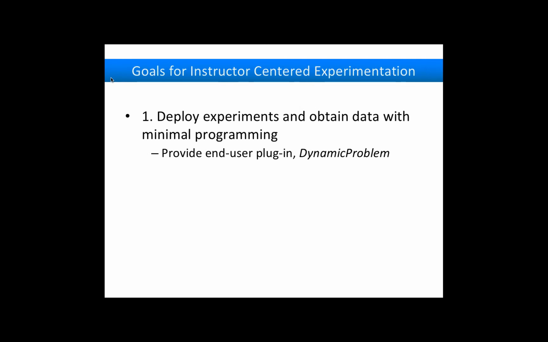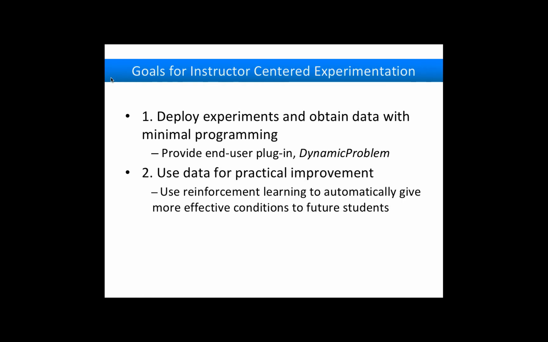So what are our goals for a more instructor-centered approach to experimentation? One key one is that instructors, in our field observations from deploying experiments over 5 years and also semi-structured interviews, often report that deploying experiments seems to require a lot of time. They've got to actually make modifications to a platform and hire programmers. So we'd like to provide an end-user plugin that helps do that for them. The second is that the instructors actually want data from experiments to be used. And this is why we implement an algorithm that will actually use reinforcement learning to automatically give the most effective conditions to future students.